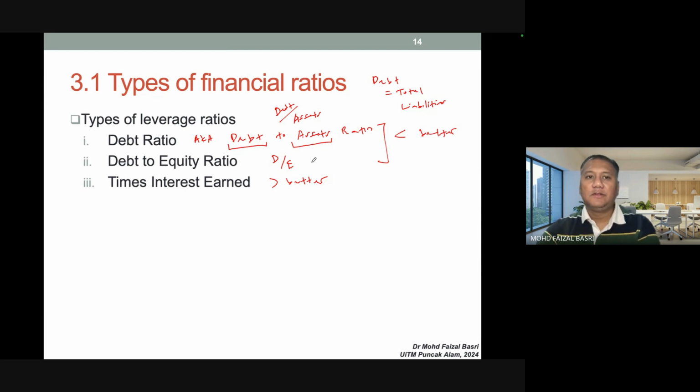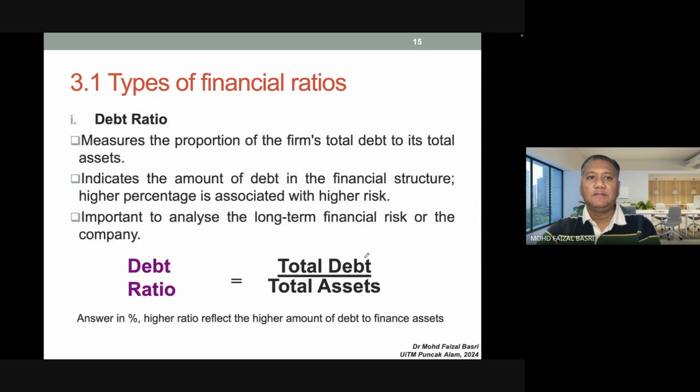Okay, so let's look at the detail of the ratio. The debt ratio measures the proportion of the firm's total debt to its total assets, and indicates the amount of debt in the financial structure. So the higher the percentage, the higher the risk. And for debt ratio, the answer would be in percentage.